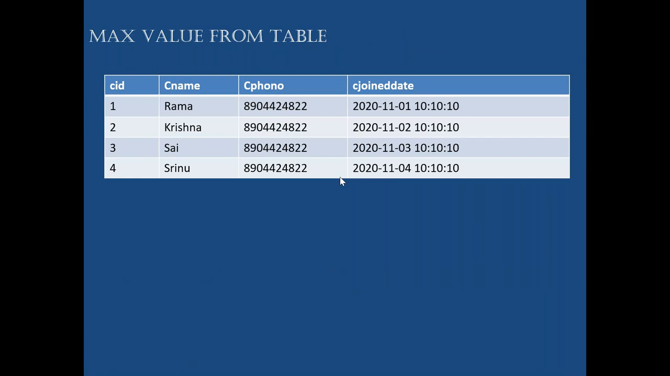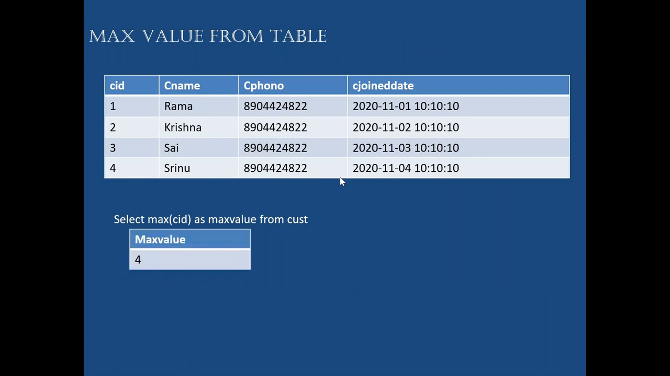Max date type. What is the max date type? 11, 4. Normal 4. Okay, 11, 4. Correct? Correct. Now same thing if you want to get it through query, this is considered as a customer table. Select max of customer ID. Select the max of customer ID from which table? From cust table. That's it.